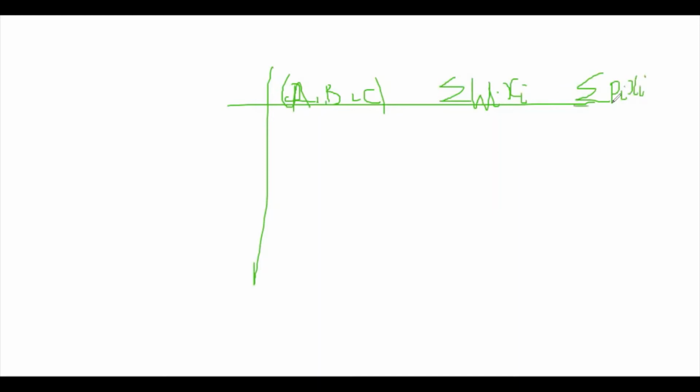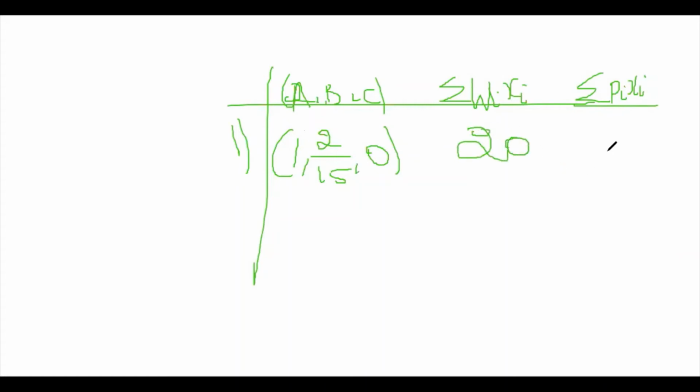Okay, so here, what is the first one? What is the profit? The first one you are handling fully. I think you wrote it in your notebook, just check with your notebooks. 1, 2 by 15, 0. The total weight of the given objects is 20. The profit is 28.2. Okay, this is a feasible solution for the given knapsack problem.